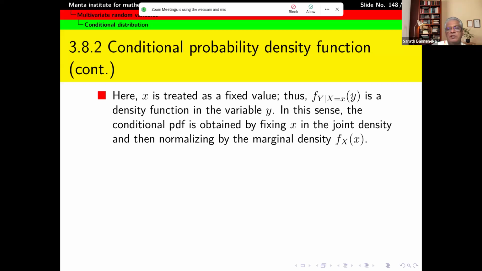Simple y is the mathematical way. It's a function of simple y. In this sense, the conditional probability density is obtained by fixing x in the joint density and then normalizing by the marginal density f_X(x), right?